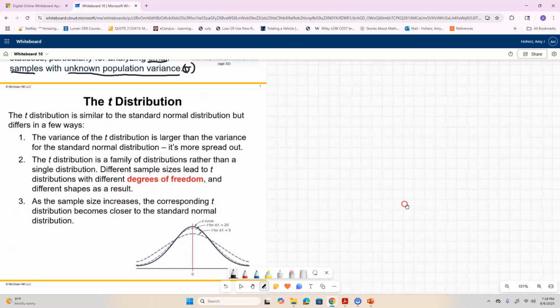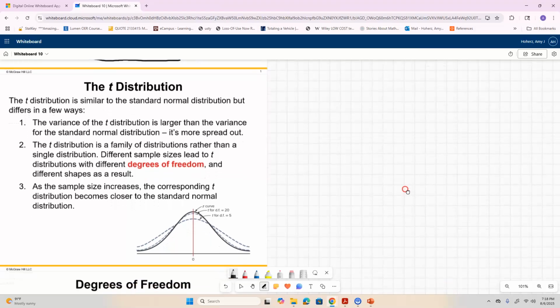So what is the T distribution? Well, the T distribution is similar to the normal distribution, but it has a couple differences. The variance of the T distribution is larger. So you'll notice here this dotted line and this dotted line, they stretch out further than the black line, which is the normal distribution. That's because they have a bigger variance, bigger standard deviation. So it's a little bit more spread out. Because it's more spread out, it brings the peaks down a little bit. So you'll notice the peaks of the dotted lines are lower than the peak of the Z curve.